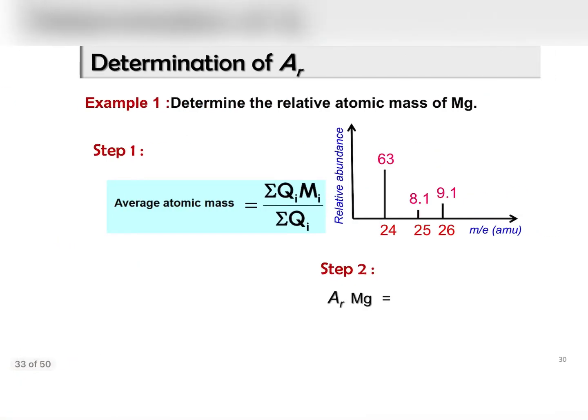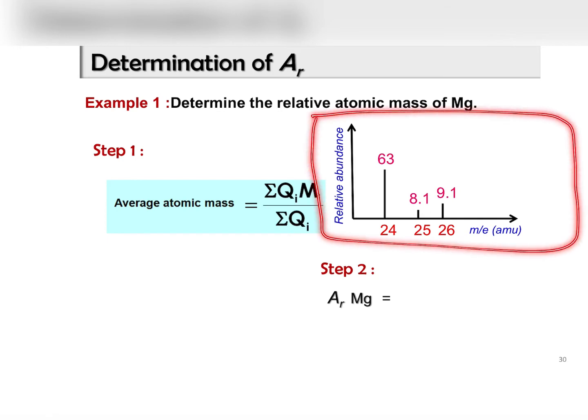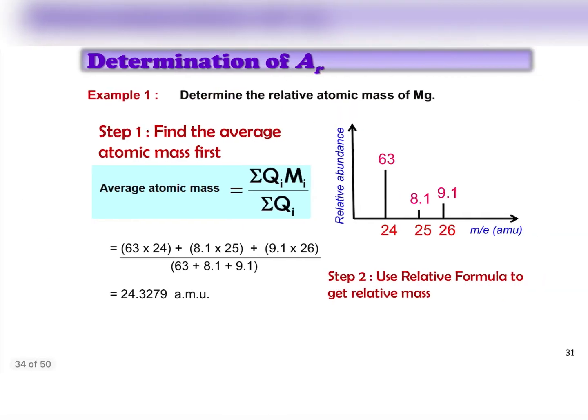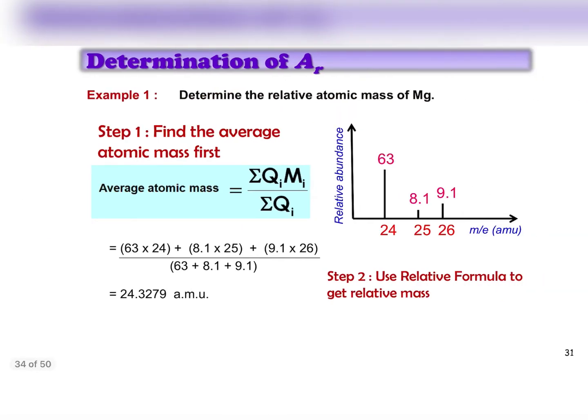Alright, so now let's have a look at this example. The question asks you to determine the relative atomic mass for magnesium. By using this formula, step 1 is we first find the average atomic mass from this mass spectrum. Sum of (relative isotopic mass × relative abundance), divided by the sum of relative abundance. So this is the calculation.